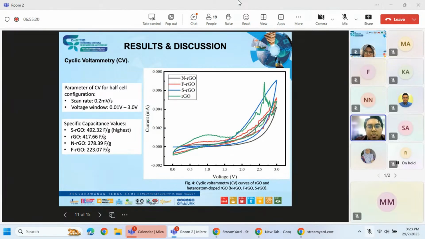The N doping also improved performance by increasing defect sites and exposure. In contrast, F doping leads to a more stable but less reactive structure, resulting in the lowest capacitance. Overall, heteroatom doping significantly affects the electrochemical behavior of RGO, with SRGO showing the most promising result for energy storage application.